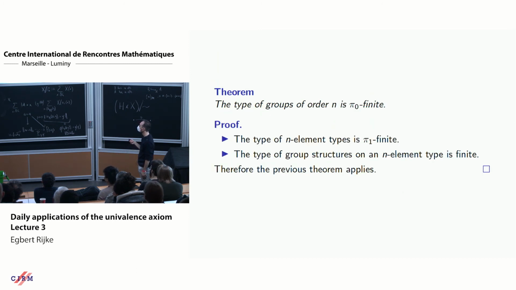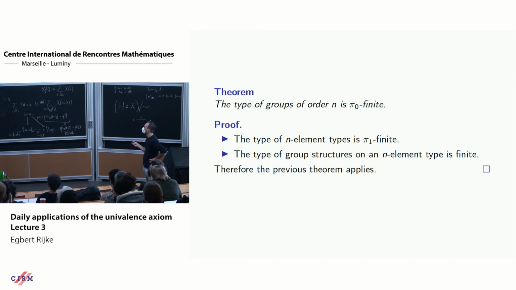So now how we put this all together to show that the type of groups of order n is pi0 finite. So we just want to know that there are finitely many connected components in the type of all groups of order n. And this is just because the type of all n element types is pi1 finite. It's connected, so it's pi0 finite. And its fundamental group is this n-symmetric group, which is finite. And actually, it's not only pi1 finite, it's pi n finite for any n, because above that is all trivial.